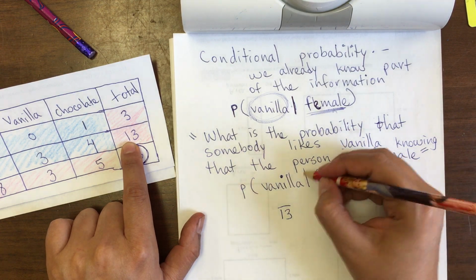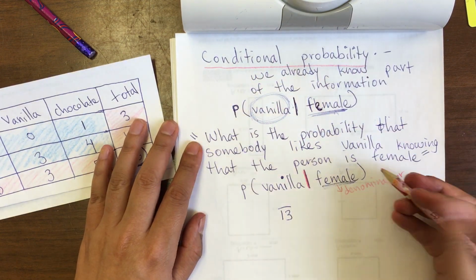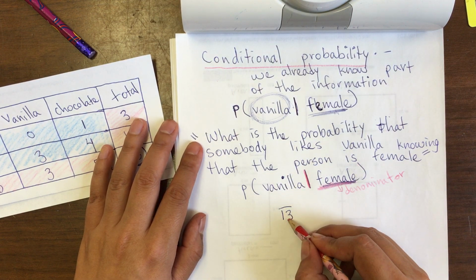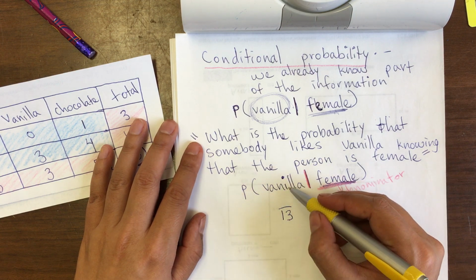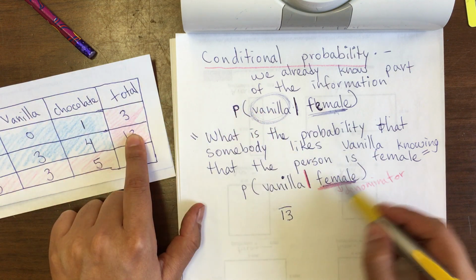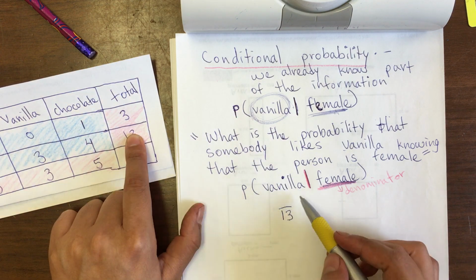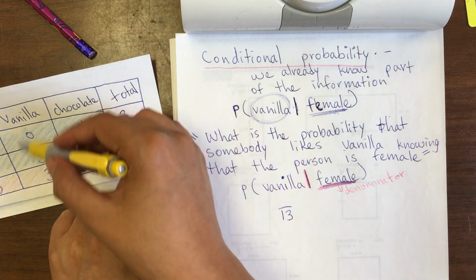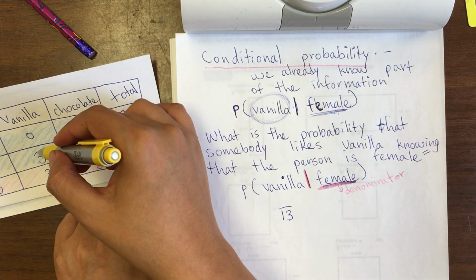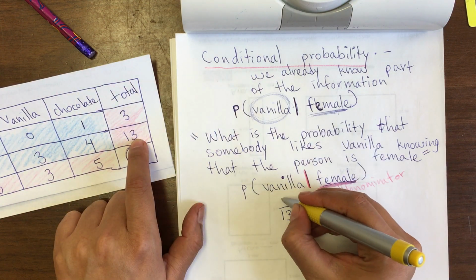So to begin with, this tells me that this is conditional probability, in that the second word tells me what's going to be in my denominator. Okay, and out of those, I'm just going to go on my row of females, and I look for those that like vanilla. Not the total of those that like vanilla, but just the number of females that like vanilla. So it would be 3.